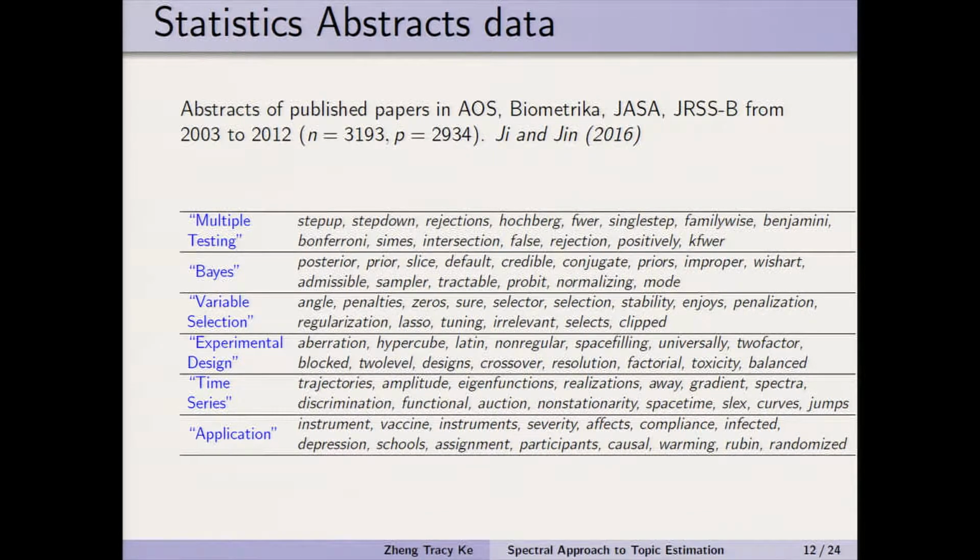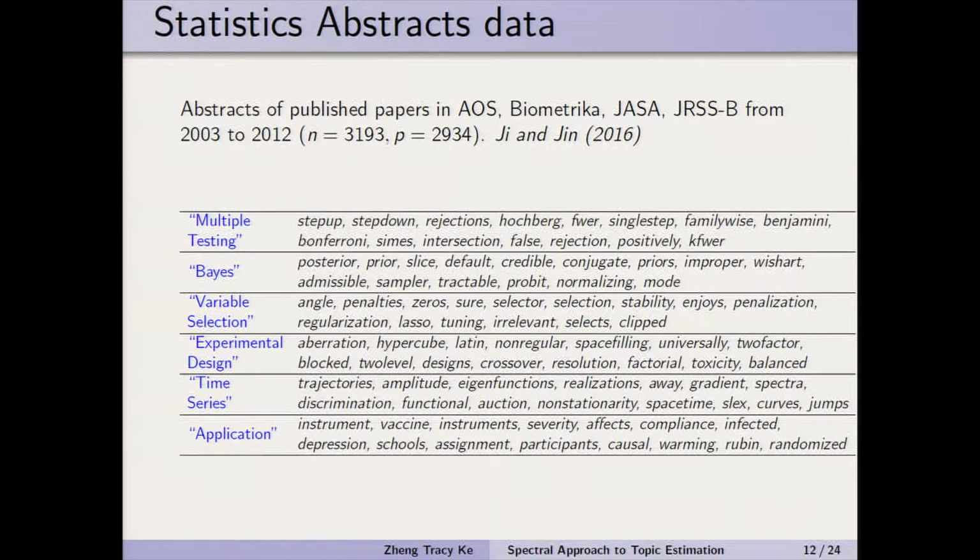And for the topic variable selection, we also find a lot of words that are very meaningful. This is my research area, and you can see penalties, zero, that correspond to sparsity, selection, tuning, lasso, regularization. And angle corresponds to the famous least angle regression method. And this clipped may come from clip thresholding or from the very well-used non-convex penalty SCAD. What is very interesting here is the word enjoys. Why does it appear here?